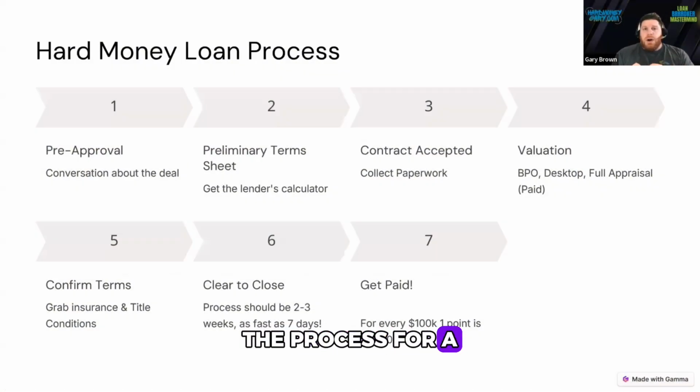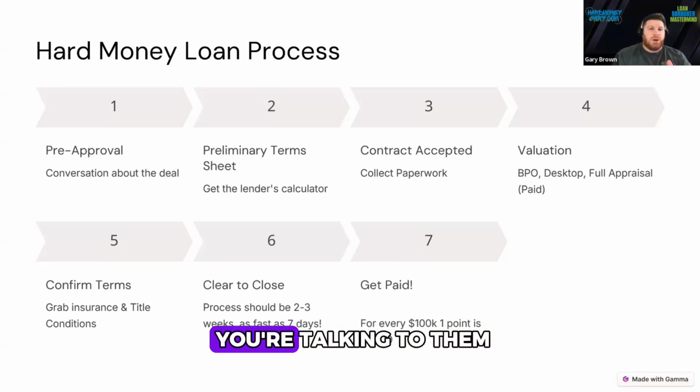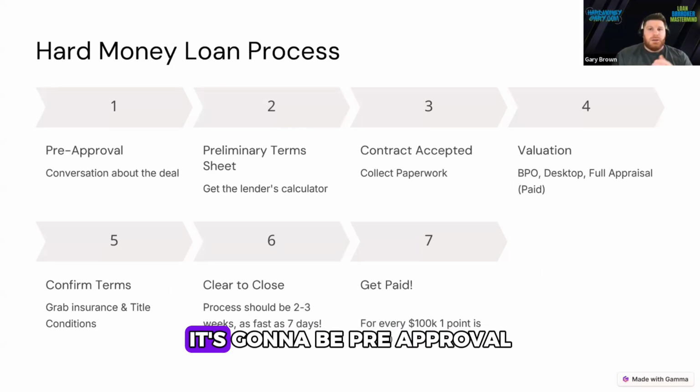The process for a hard money loan. Okay, this is what you guys are going to be walking through with your clients when you're talking to them one-on-one. It's going to be pre-approval.